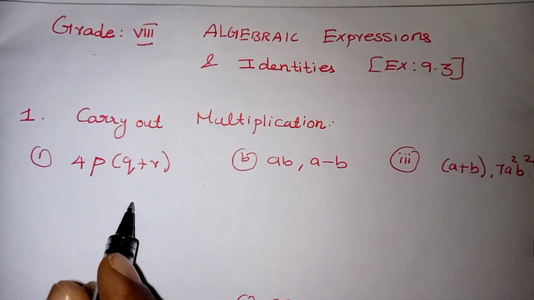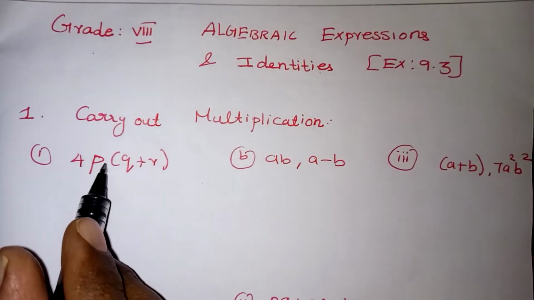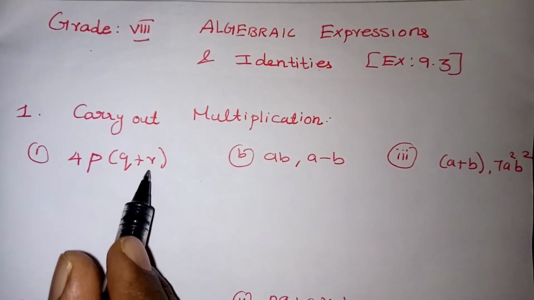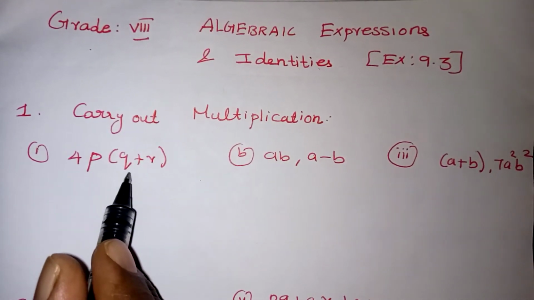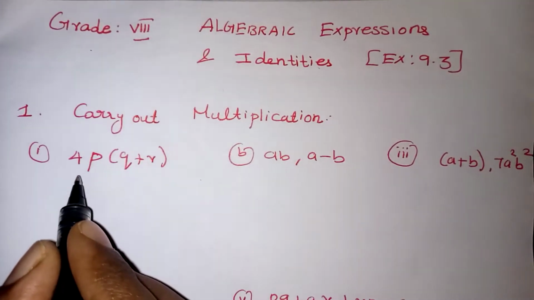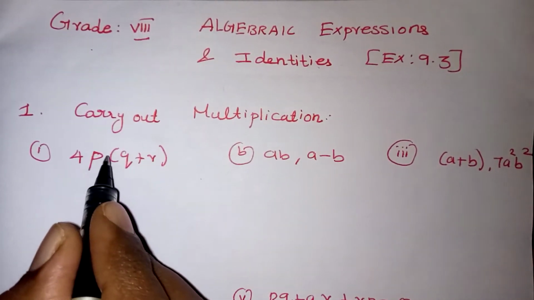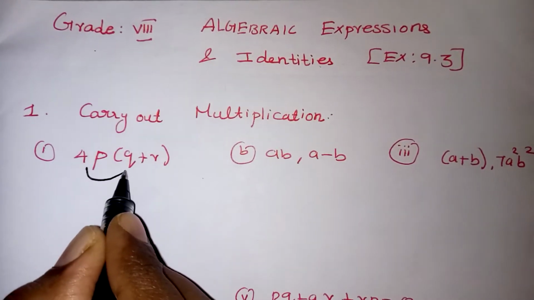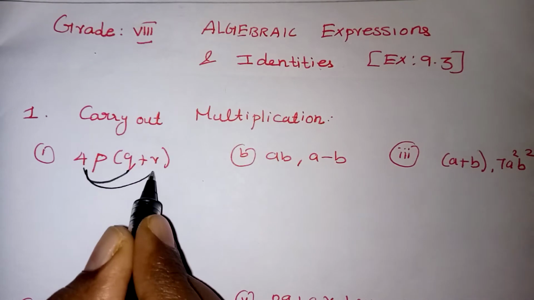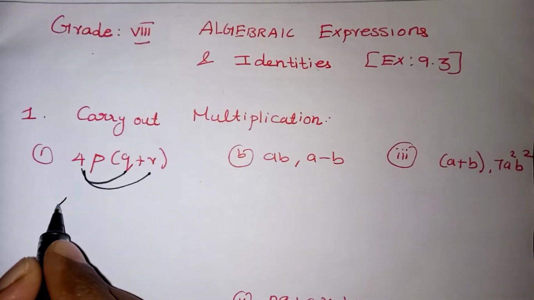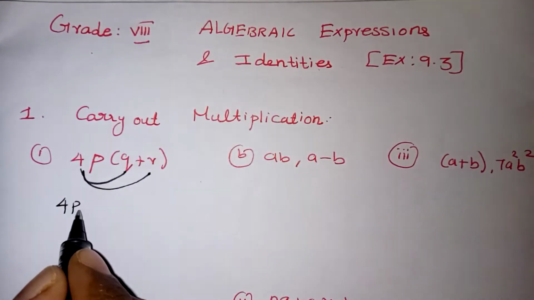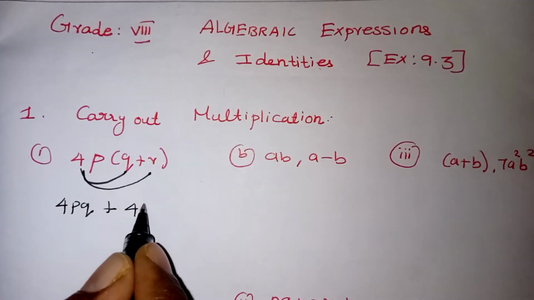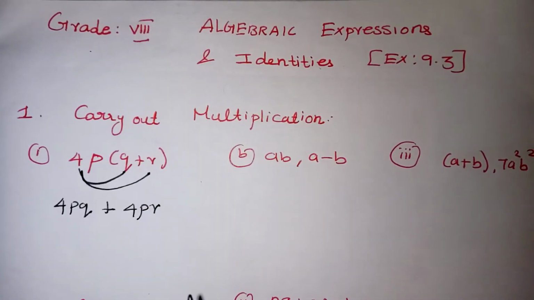Whenever the bracket is given, that means in between symbol is a multiplication. So 4p is a monomial, q plus r is a binomial. One term we have to multiply with both the terms here. So the 4p which is given out of the bracket is called a common number. So this 4p term is common, that should be multiplied with q as well as it should be multiplied with r also. We have to write 4p into q, 4pq, plus 4p into r, 4pr. That's all your answer, very easy.